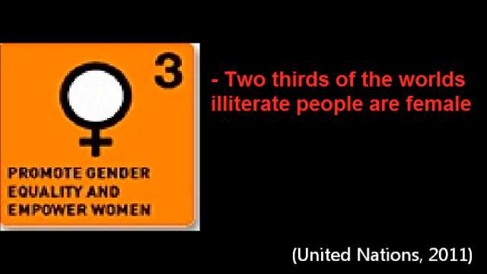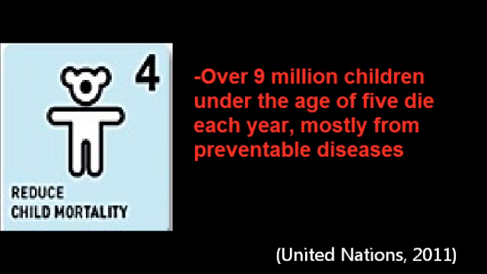3. Promote gender equality and empower women. To eliminate gender disparity in primary and secondary education. 2/3 of the world's illiterate people are female. 4. Reduce child mortality by 2/3 for children under 5. Over 9 million people under the age of 5 die each year, mostly from preventable diseases.